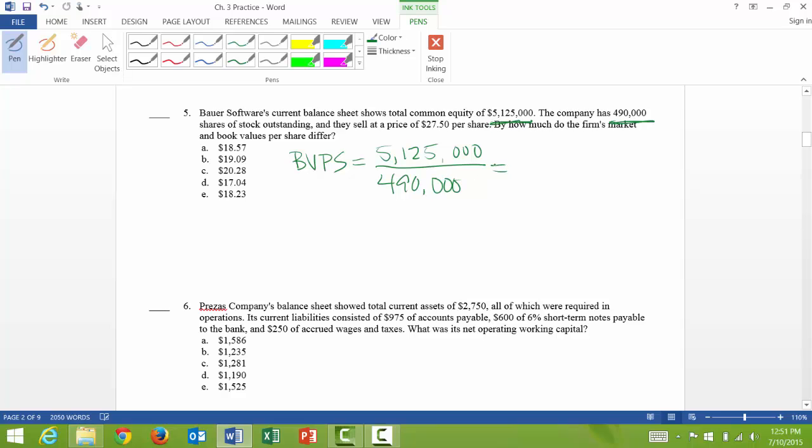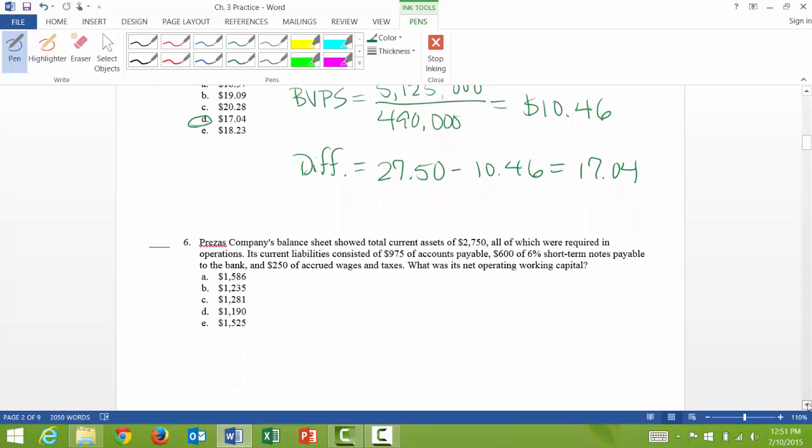And so you get a book value per share of $10.46. And we already know the market value per share is $27.50. So the difference is $27.50 minus $10.46, and that equals a difference of $17.04. So that's answer D.